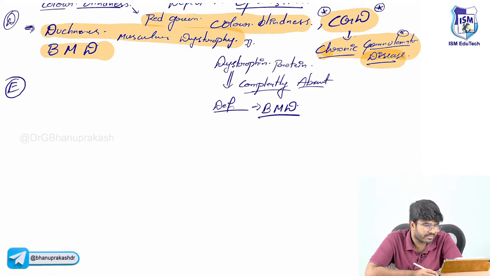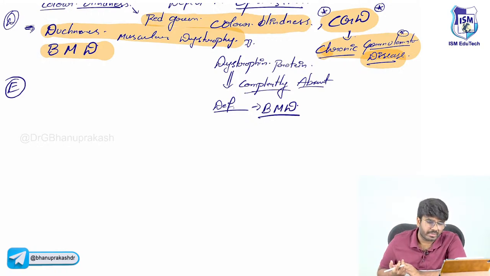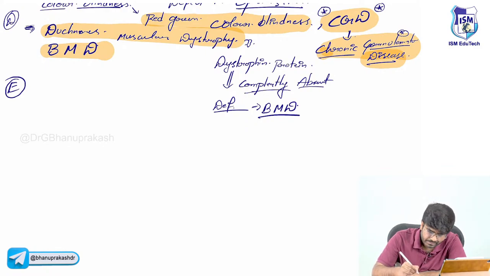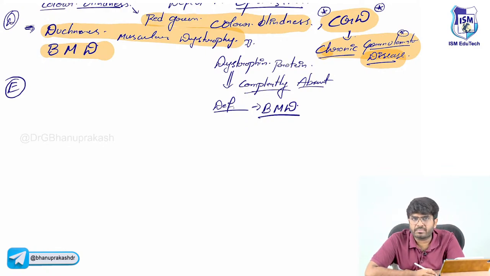Any idea? E stands for? E stands for the highly elastic joints. I used to remember something like that. Okay, highly elastic, that I will discuss later. E. I used to remember something like Lesch. E. Lesch-Nyhan syndrome. Okay, Lesch-Nyhan syndrome.